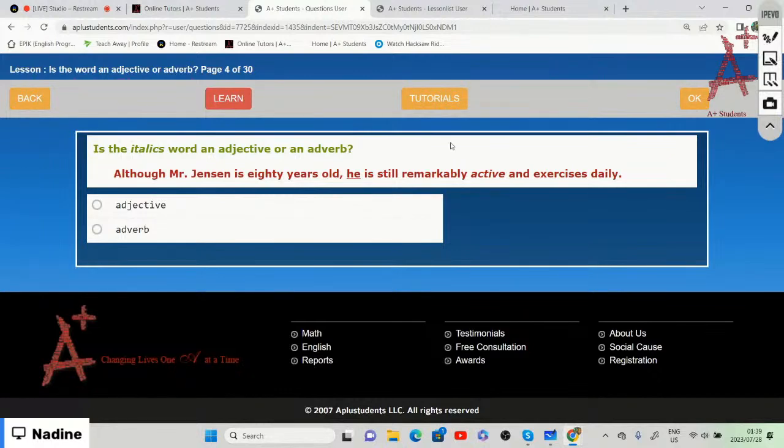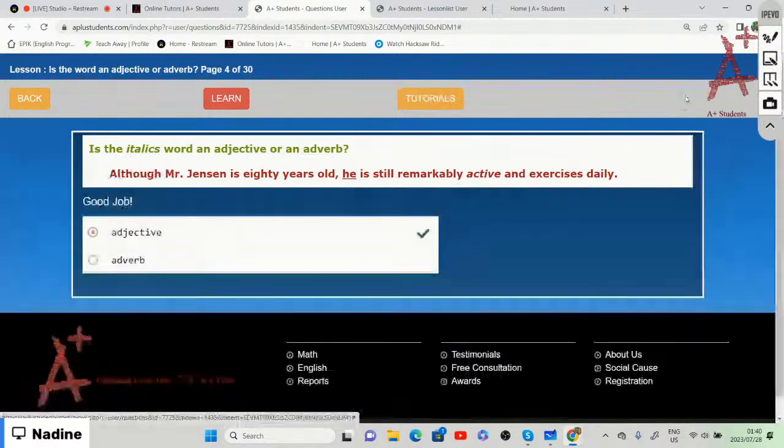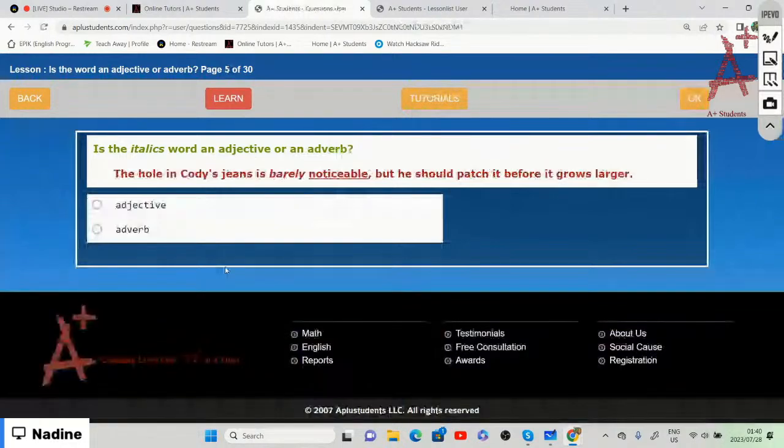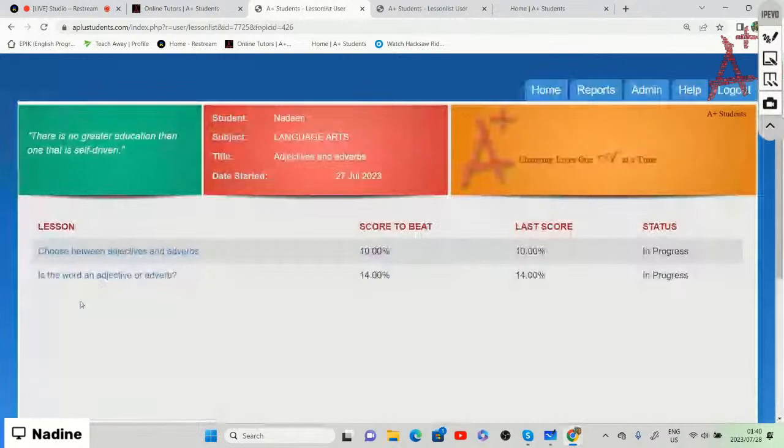So active. In this case, active and the word underlined is the pronoun, right? So active and him, it means that we can say it is an adjective because it describes or modifies him, which is basically Mr. Jensen, right? All right, so that is basically now where we had to choose the word.